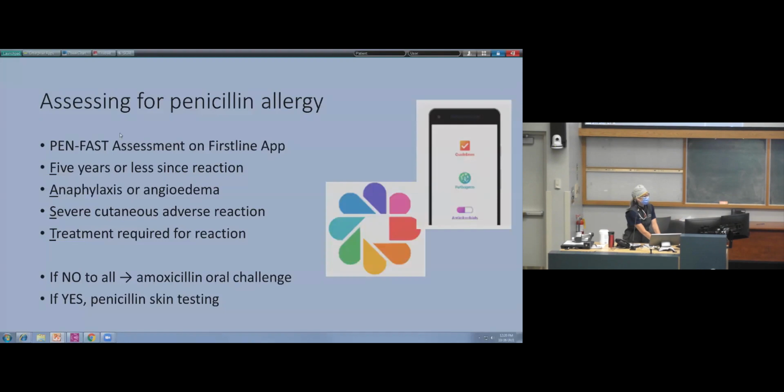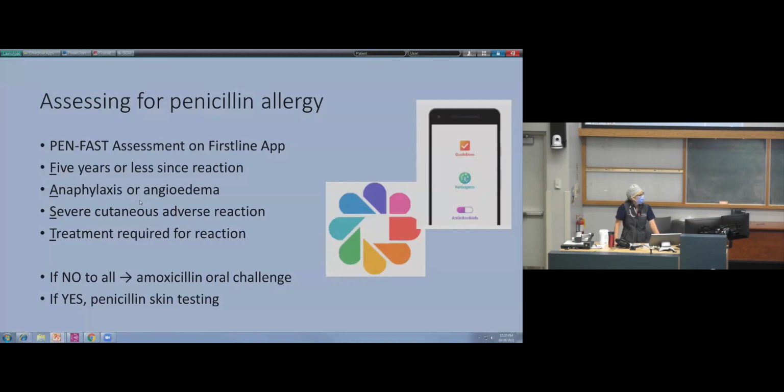The first question is, has your penicillin reaction been 5 years or less? The second question, the A, did you have anaphylaxis or angioedema? The third question, the S, did you have a severe skin reaction? And then the fourth question is, did you require treatment for it? Did you have to go to emerge? Did you have to use an EpiPen?